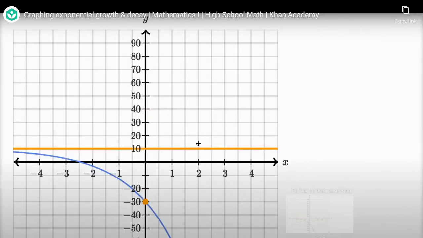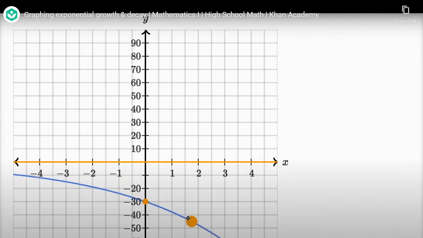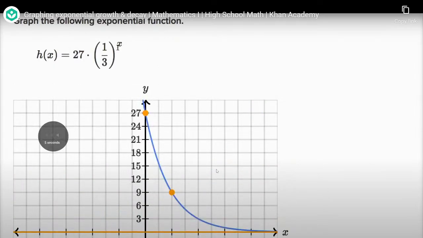As x gets larger and larger, think about this. So when x is equal to 3, we get 1/3. So h of 3 should be about that. Let's do another one of these.